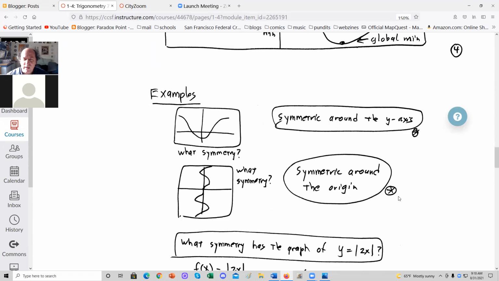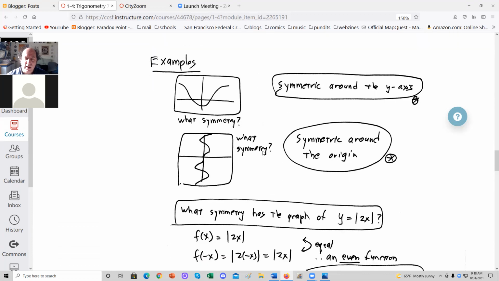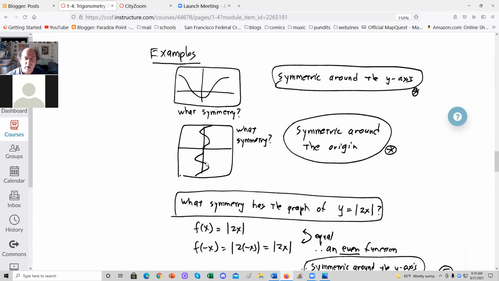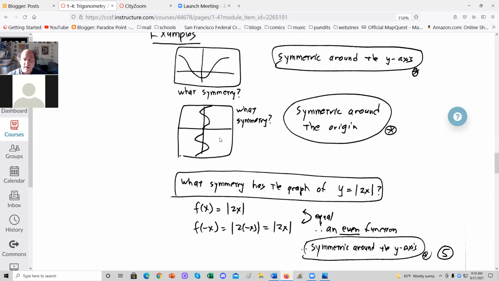So we have some examples. Here's a graph. What is its symmetry? It's symmetric around the y-axis. This one is symmetrical around the origin, although it's not a graph of a function, it's more of a general relation.